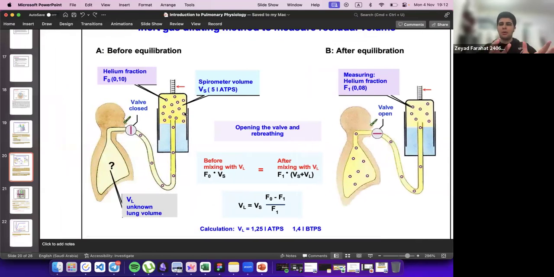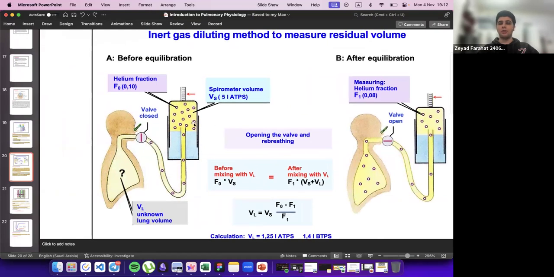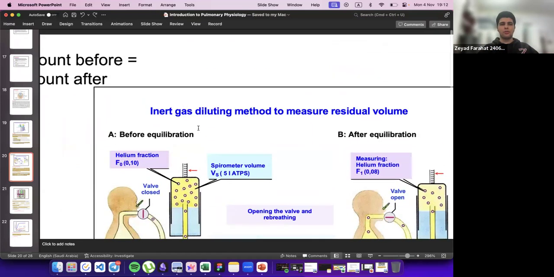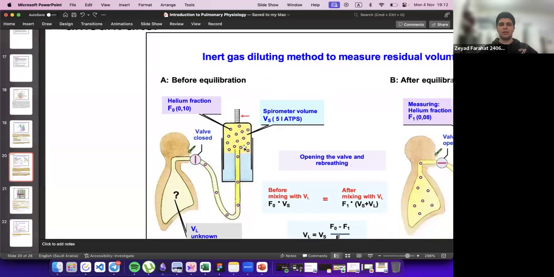So basically, you add in some amount of helium in there, and you divide it by the space, so it gives you the density of the helium in that air. So you know the density of the helium in the air, and we know that the amount of the helium can never decrease or increase, so it's always the same. So the amount before is always equal to the amount after. So you added 10 particles of helium here.